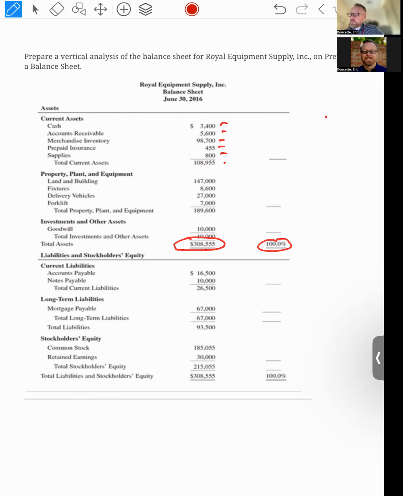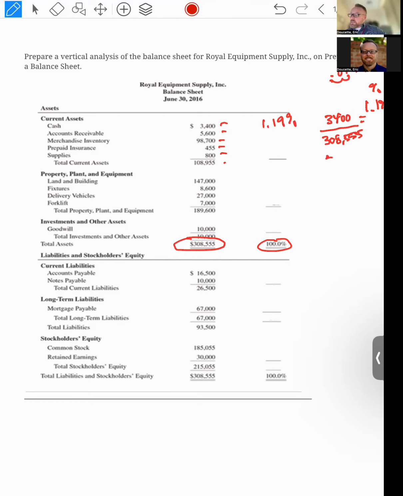You basically just take the number 3,400 and you divide it by the total 308,555. And that's going to give you the answer of 1.19%. It'll actually give you an answer of 0.0119, but you need to move the decimal point over to make it a percentage, so it comes out then to 1.19%.